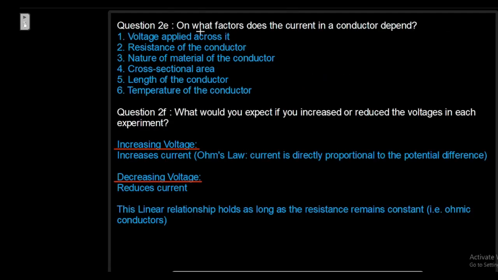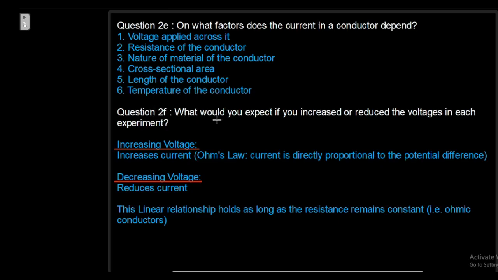Now, question 2E, it says, on what factors does the current in a conductor depend? The current depends on the voltage applied across it, the resistance of the conductor, the nature of the material of the conductor, which is sometimes called the resistivity, the cross-sectional area, the length of the conductor, and the temperature of the conductor.